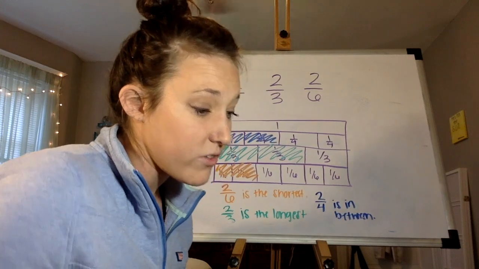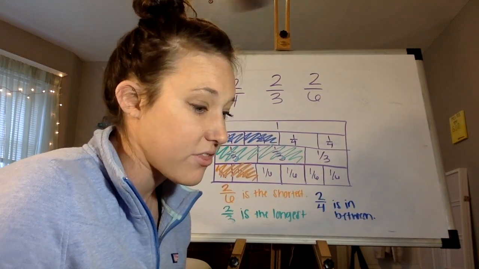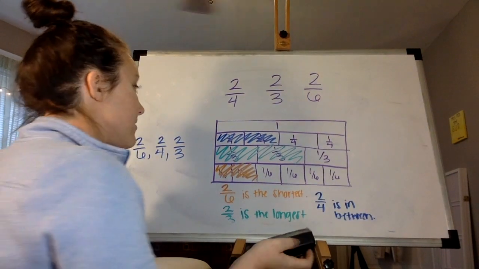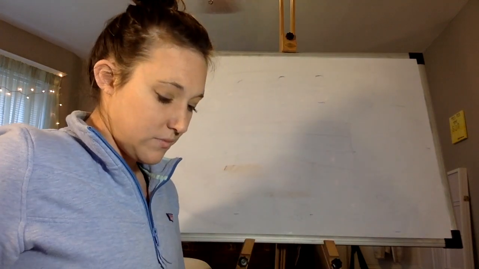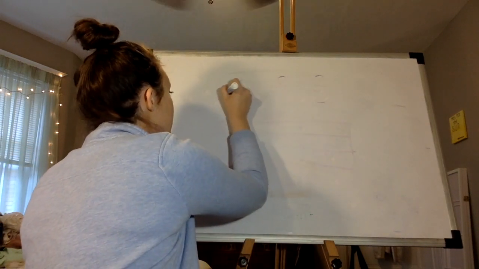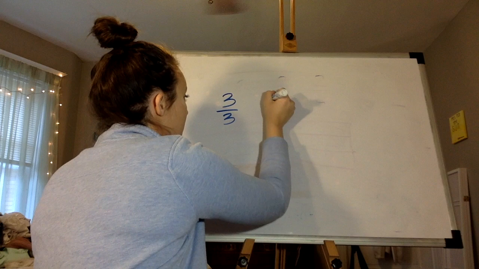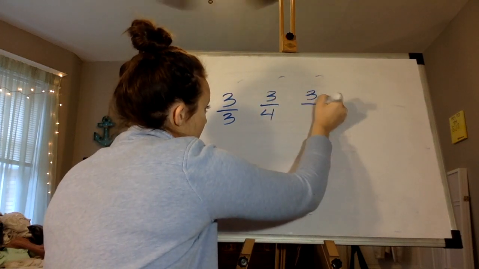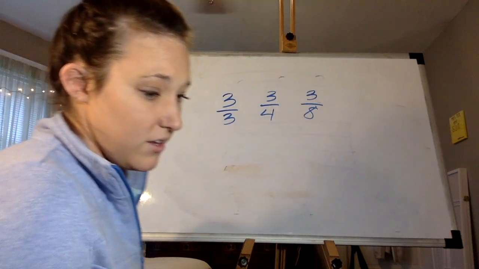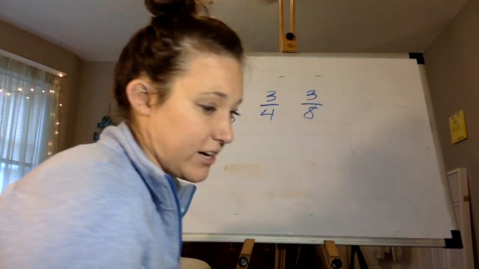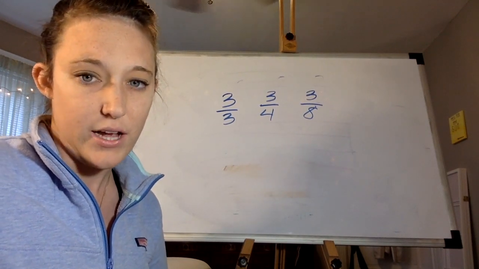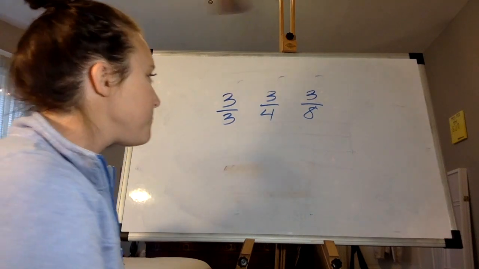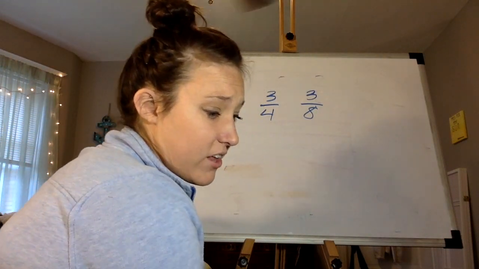For number 1, it says order the fractions 3/3, 3/4, and 3/8 from least to greatest. Alrighty. So I need 3/3, 3/4, and 3/8, from least to greatest. Now, maybe I don't want to draw fraction strips this time, and I just want to compare my fractions, okay? So this is kind of what I'm going to think.